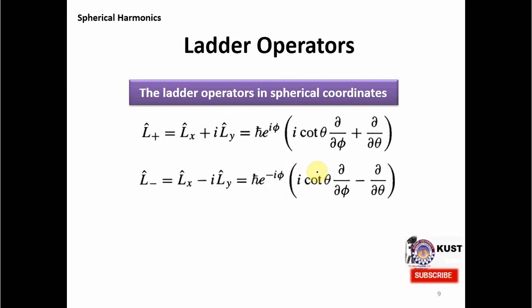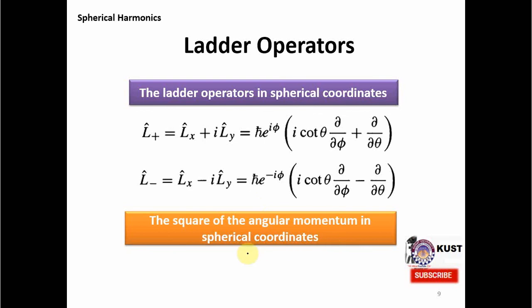Similarly, you can make the calculations for L minus as well. L minus by definition is Lx minus i Ly, and what you do is put in the values of Lx and Ly in terms of Cartesian coordinates, and then use the transformation equations to derive these two equations. You will see that a few terms will cancel out, but these terms will remain. In this way we have transformed L plus and L minus from Cartesian coordinates into spherical coordinates.